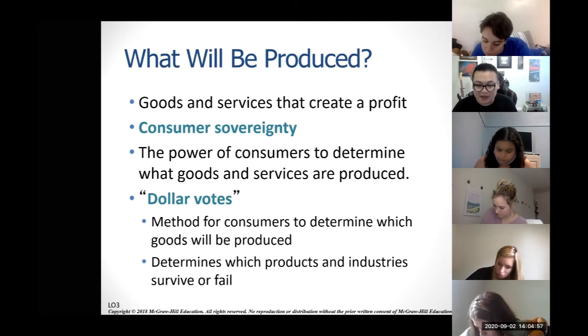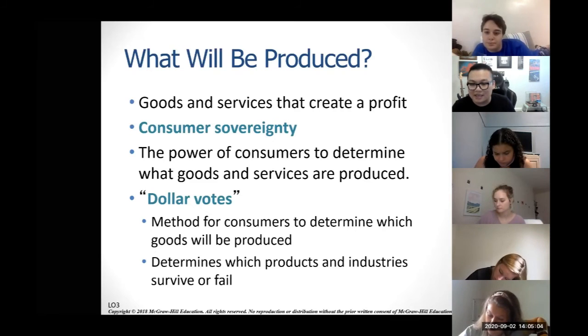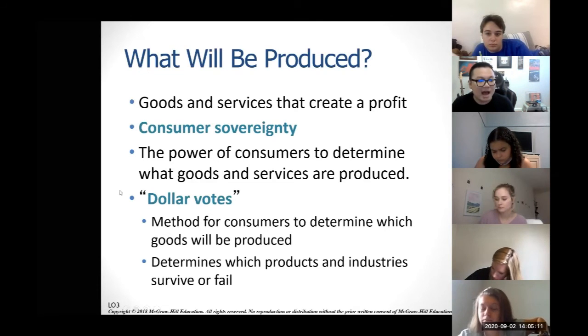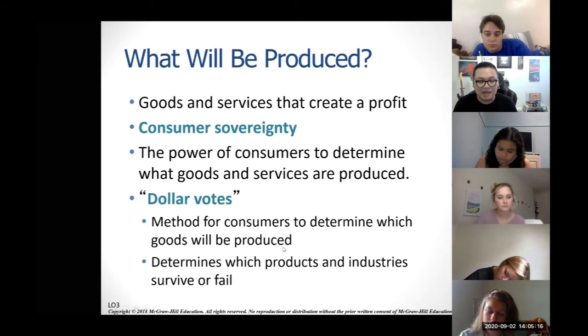But right now, I want to go back to my cell phone example again. If I ask you to use a keyboard cell phone, you are not going to use that right now, right? Because you already got used to smartphones. And dollar votes means the method for consumers to determine which goods are produced and what the price will be, which industry is going to survive and which industry is going to fail. So this is actually very important. However, we're going to talk about the details of these things for each market model.